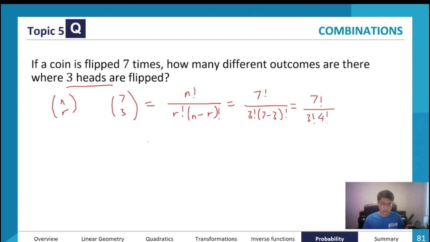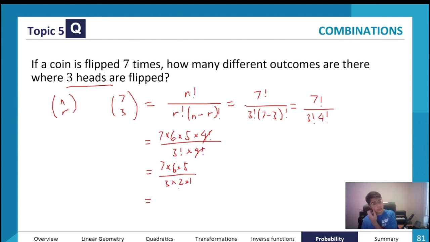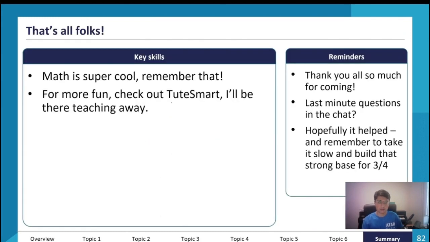Again, we can use that tip we learned in the previous slide. 7 factorial is just 7 times 6 times 5 times 4 factorial. On the bottom, we have 3 factorial times 4 factorial. So these 4 factorials cancel out. We end up with 7 times 6 times 5 over 3 factorial, which is 3 times 2 times 1. Then we can simplify a bit more. 7 times 6 is 42, times 5 is 210, and 3 times 2 is 6. Dividing 210 by 3 is 70, and then by 2 is 35. So that's our total number of possible outcomes when we're flipping a coin 7 times looking for 3 heads.